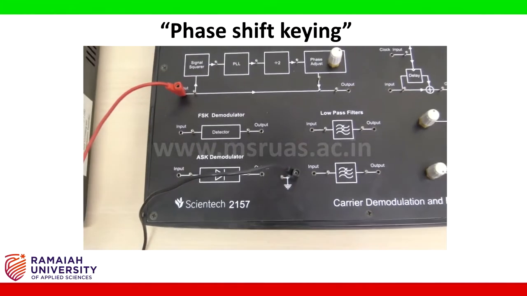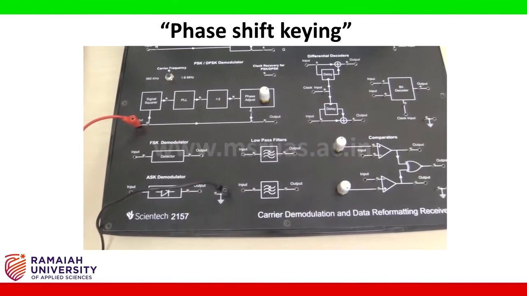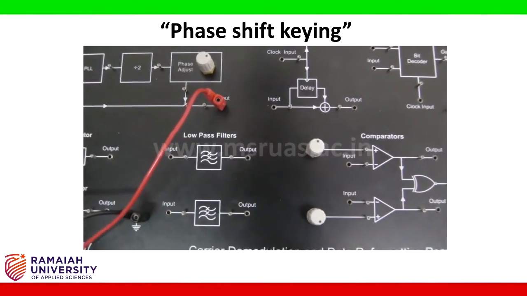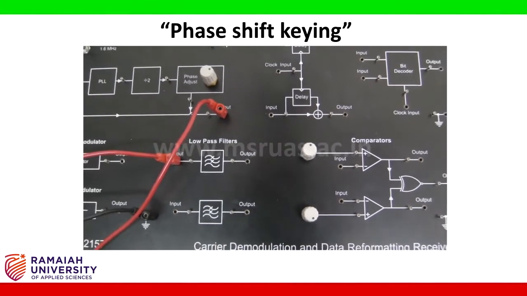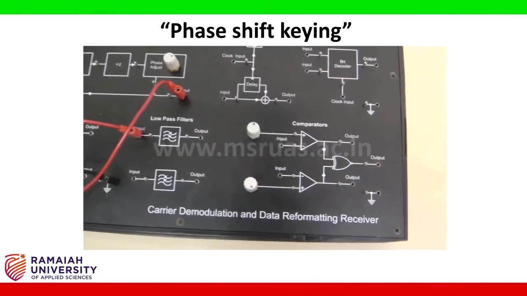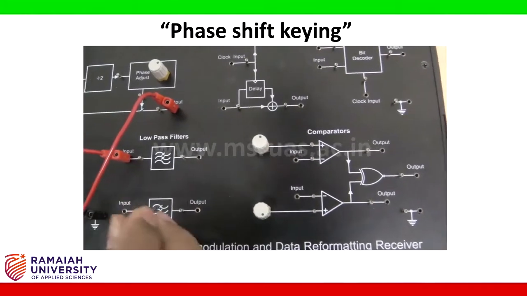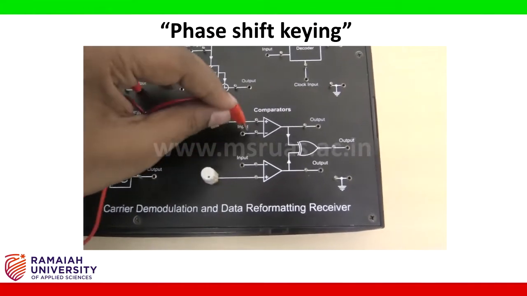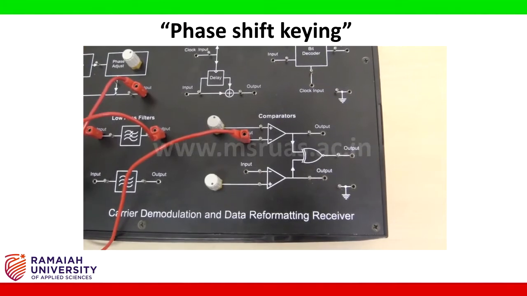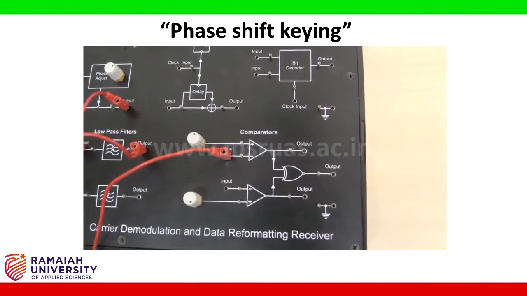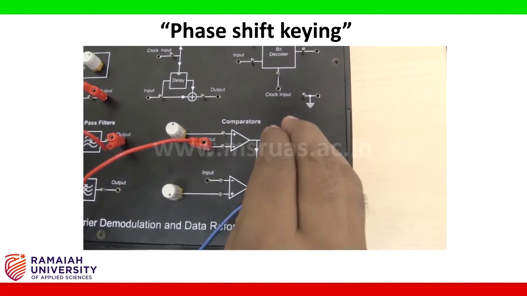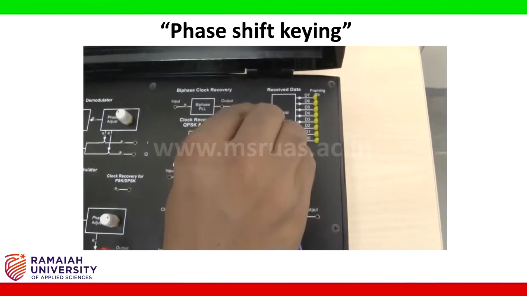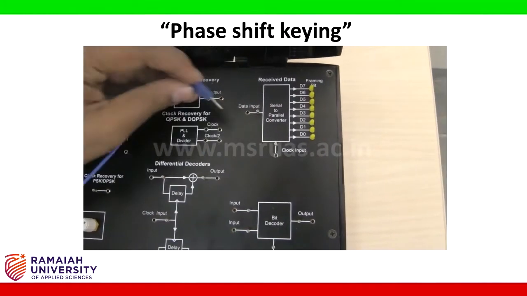Then the output of the PLL is connected to the input of the low pass filter, the output of the low pass filter is connected to the input of the comparator, and the output of the comparator circuit is connected to the data input of the serial to parallel converter.